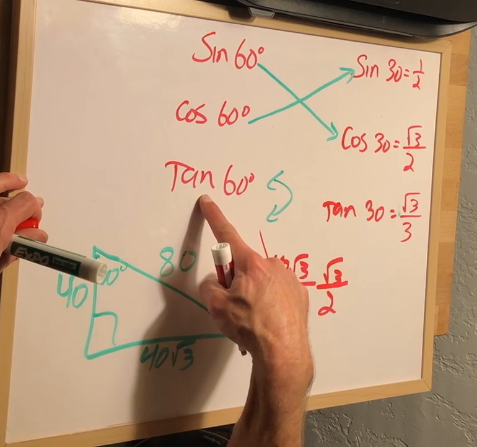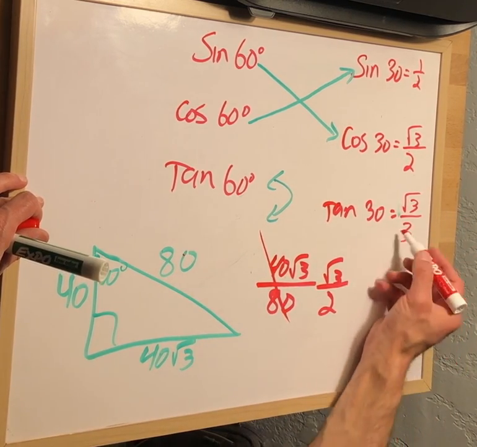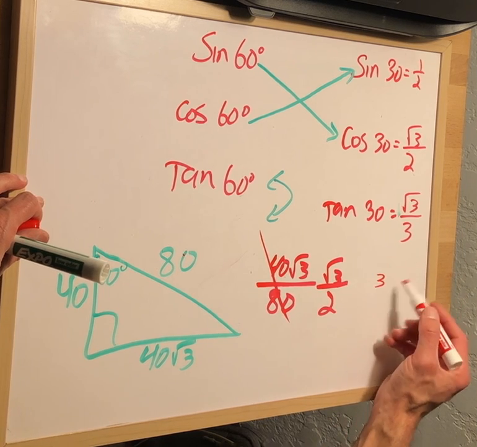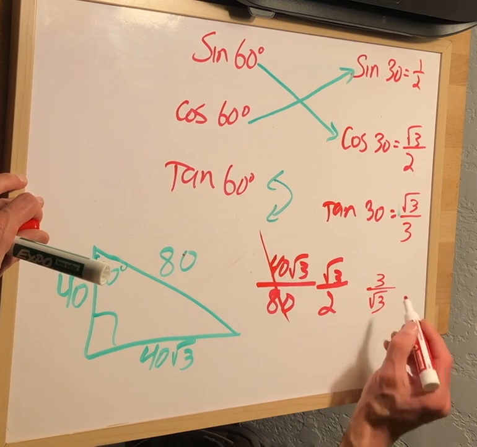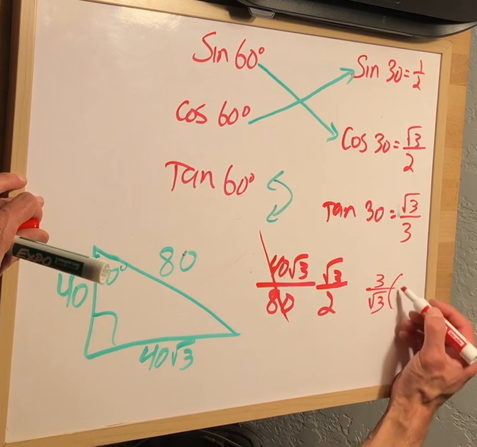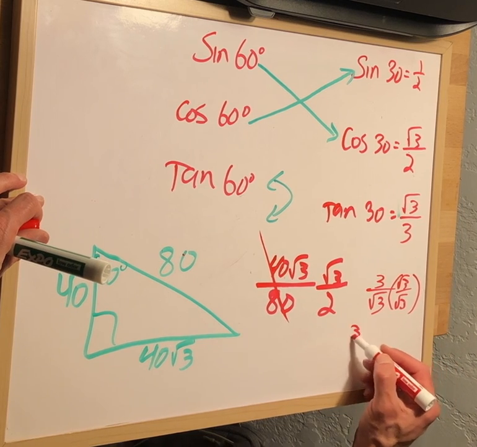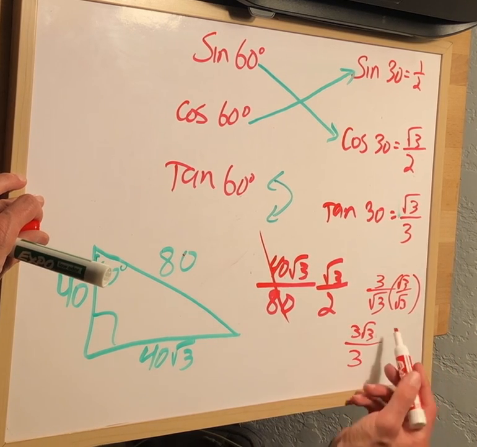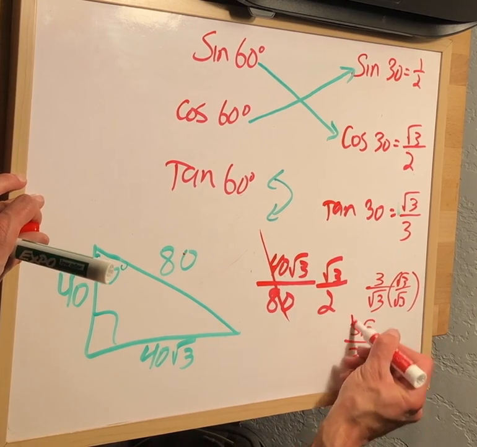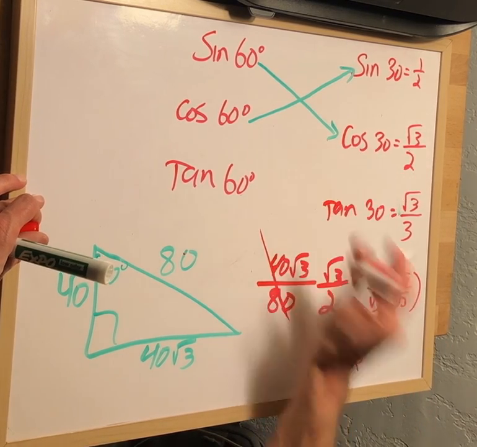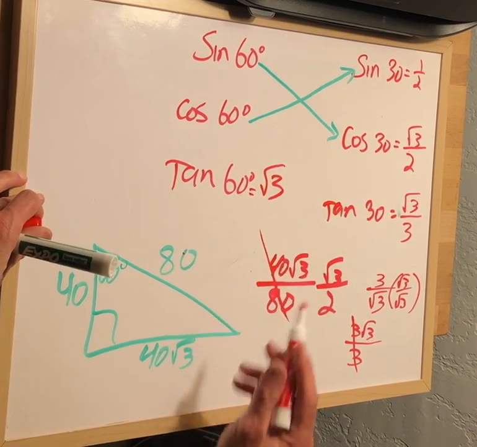And what's tangent of 60? Tangent of 60 should be this flipped around, which is 3 over root 3, which you know you can't have, so you multiply the top and the bottom by root 3 to get 3 root 3 over 3, because root 3 times root 3 is just 3. 3 root 3 over 3 simplifies to root 3 by itself. Tangent of 60 degrees is always equal to root 3.